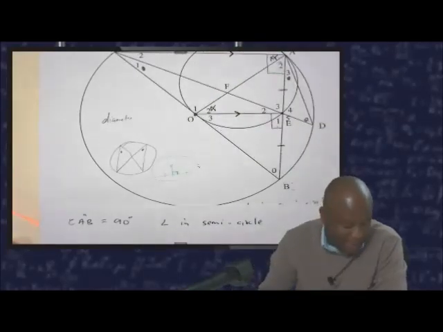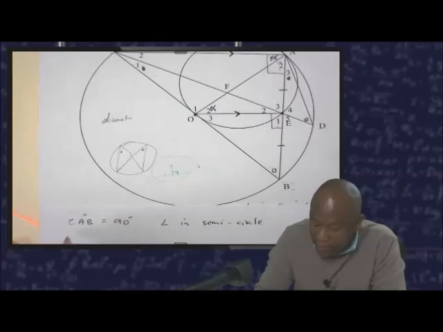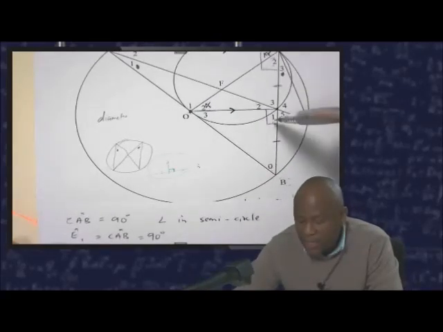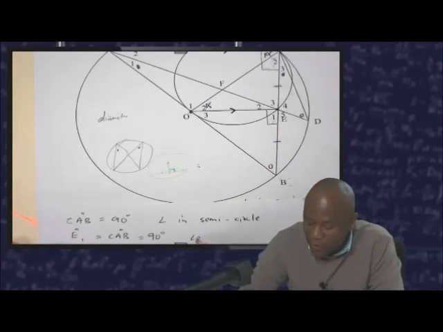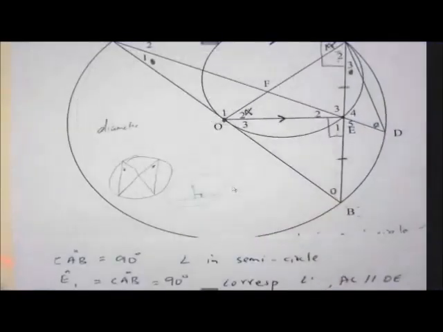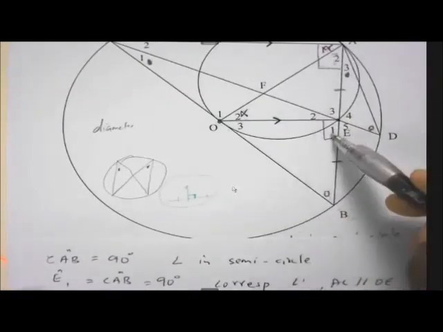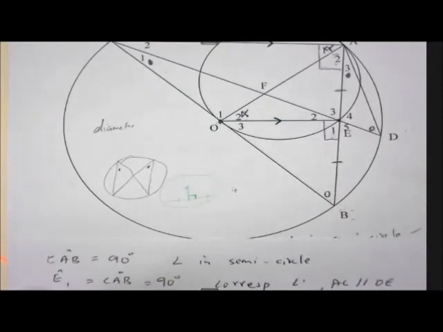Good. After saying that, we can continue and say angle E1 will also be equal to angle CAB, which is equal to 90 degrees. Why do we say angle E1 is equal to 90 degrees? Because they are corresponding angles. AC is parallel to OE. Do you remember that? Corresponding angles. If now this one is 90 degrees, therefore we can write that AE will be equal to BE.